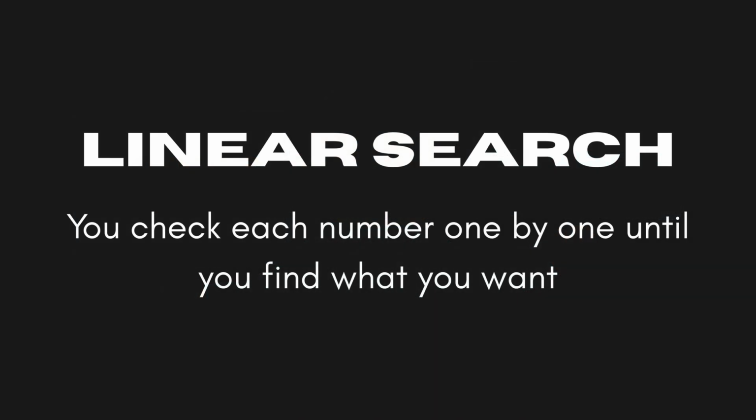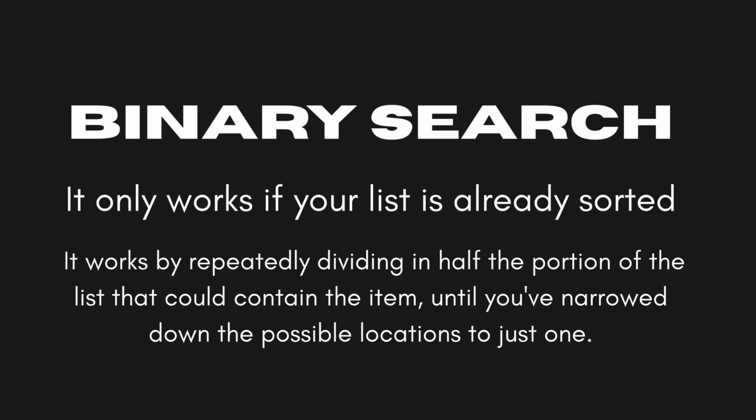Linear search is a simple one. You check each number one by one until you find what you want. It's easy but slow if your list is big. Binary search is a smart one. It only works if your list is already sorted, but it's super fast.